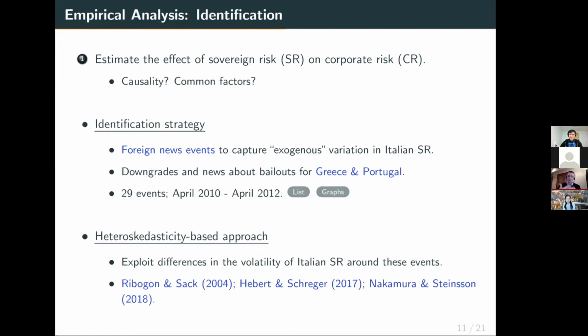This approach was first developed by Rigobon and Sack, but it has also been used in this sovereign debt type of literature, for example, this paper by Hébert and Schreger. It's also widely used in the monetary policy literature. As an example, you have this Nakamura and Steinsson paper in 2018. So let me very, very briefly try to describe what this approach is all about.